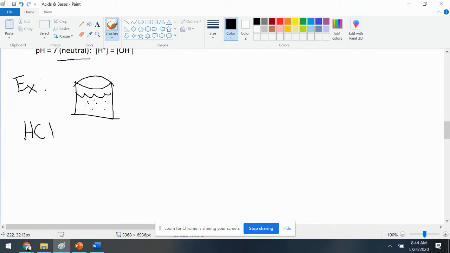Okay, and for this solution, the pH is equal to 3.52, and it's at 25 degrees Celsius. Okay, why don't we start by just reviewing how to write an equation for this? So, first of all, HCl is considered a strong acid. For a strong acid, it's going to completely dissociate into the ions. So, how do we write an equation for this?